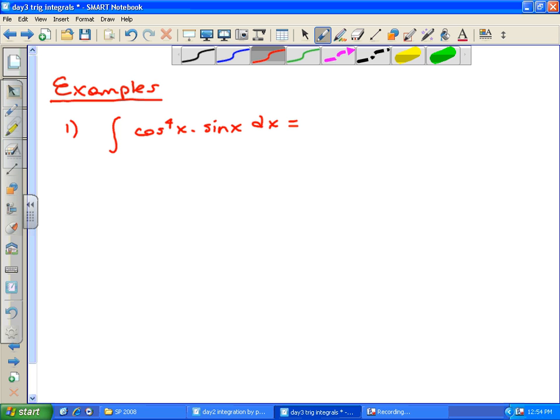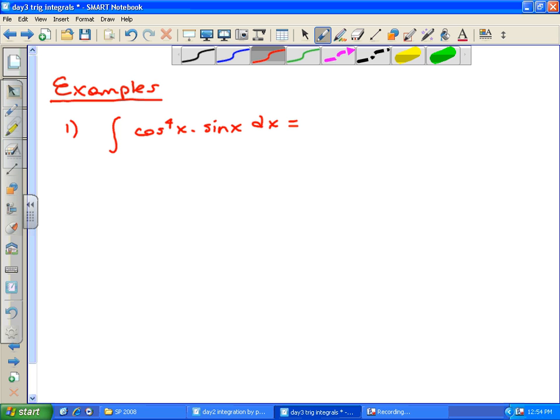If we let u be cosine x, its derivative is negative sine x dx, right? And there is already a positive sine x dx there. Don't worry about the constants. We can always divide out by a constant, and like this negative, we can handle that. But make sure the rest of the expression is there.